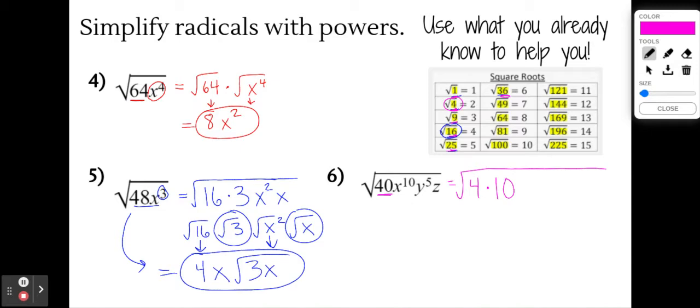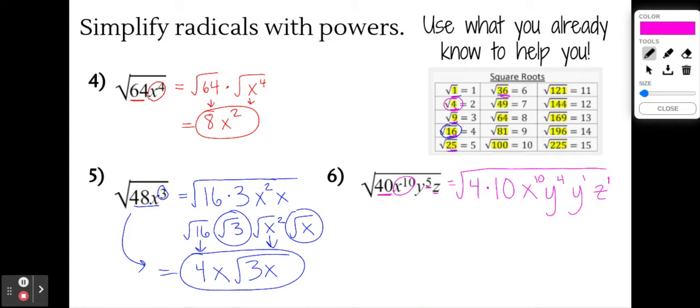And then we've got the variables. Well, being that the x has a positive exponent, it's a perfect square. So I'm just going to leave that x to the 10th. Now with y, it's an odd number. So I'm going to subtract 1, and I'm going to factor that y to the 4th times y. And that would be y to the first. And then I have the z to the first.